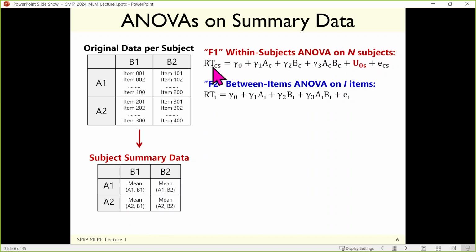In the notation here, RT stands for response time, C stands for condition, and S stands for subjects. You can think of this as 4 lines of data for a person, where we have an indicator as to which of these 4 conditions it was based on A and B, and an indicator for which subject it was based on their ID number. A linear model's representation of a within subjects ANOVA would look like this. I have some kind of fixed intercept. I have the main effect of A, which would be when B is 0. I have the main effect of B, which would be when A is 0. And then I have the interaction of the two.